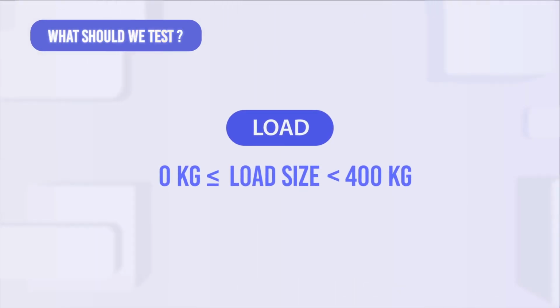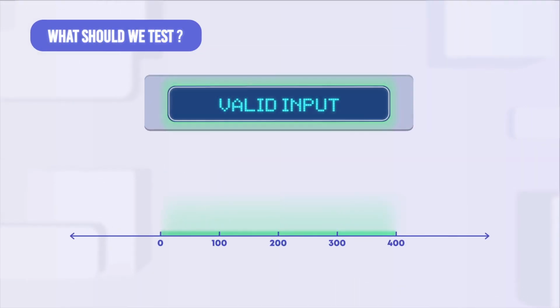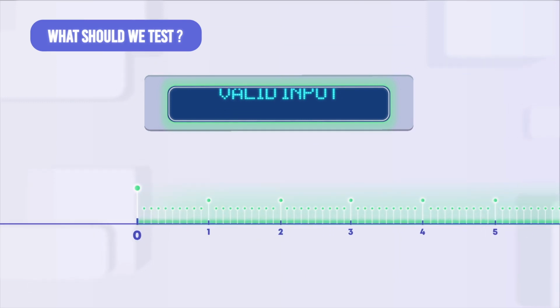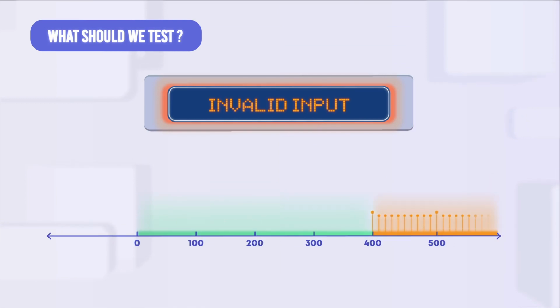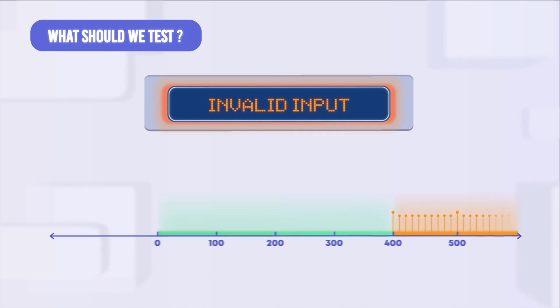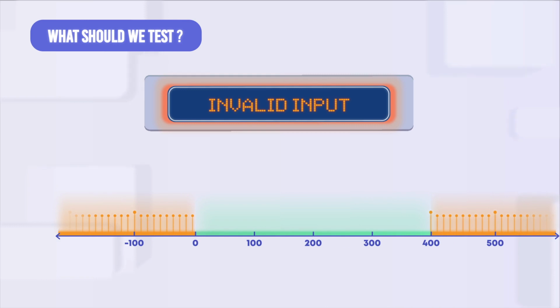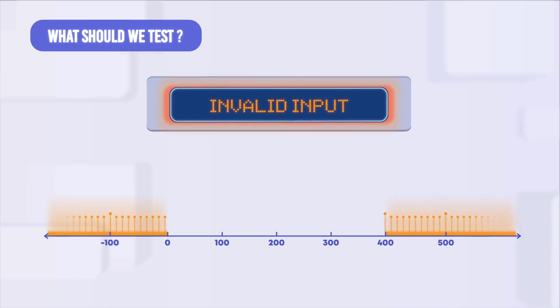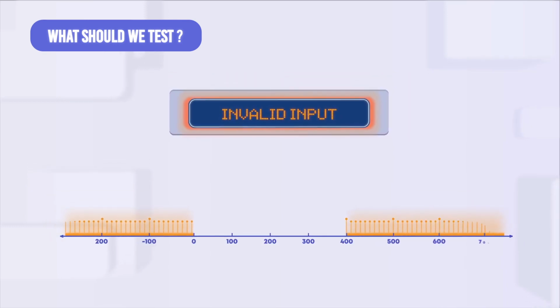But what should we test? Do we want to test for valid input only? Also, how many valid inputs should we test for? What if the elevator is overloaded? Or what if the sensors malfunction and give erroneous readings? So should we test for invalid input too? How many invalid inputs should we test for?